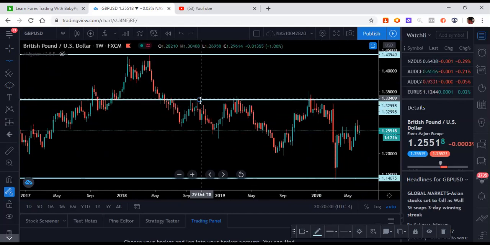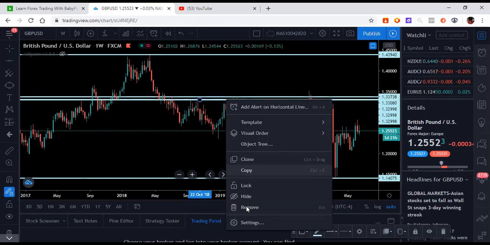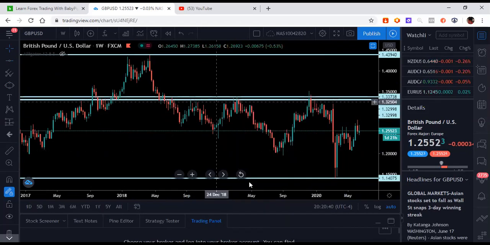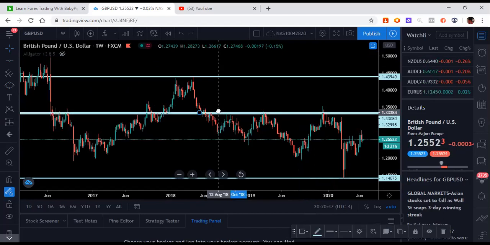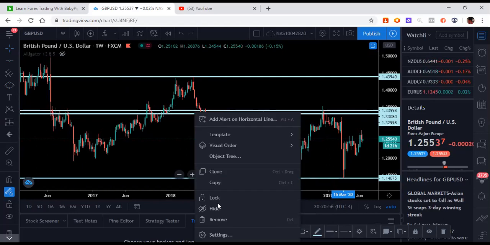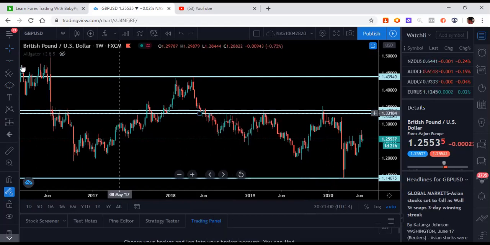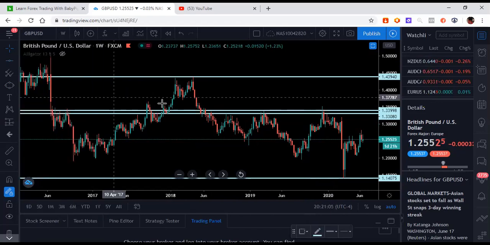Let's go up a little bit. I think it gave me another line. It did. Okay, so I'm just gonna have to delete that one. I will put mine like right up in here. That's just me. And what you're doing is basically you're just setting zones, where price is or where price is headed.